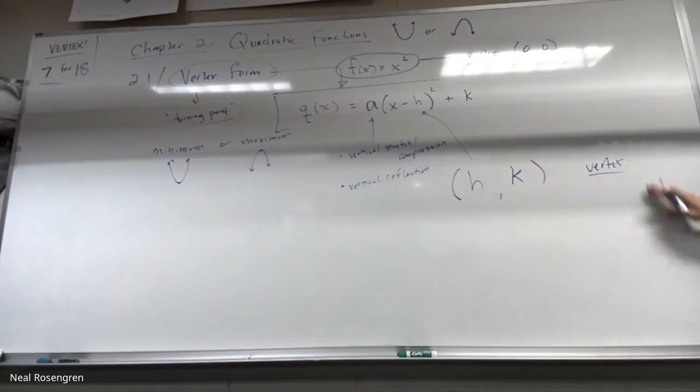And there's your vertex. And so what I should be able to do now is look at an equation and find the vertex without actually having to do any work. And vice versa, like here's the function, there it is. I know where the vertex is. I can come up with the equation.